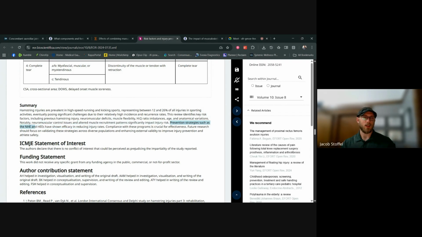Prevention strategies such as Nordic hamstring exercises. If we're actually working the hamstrings, not necessarily in isolation, but as part of an exercise group, it seems to reduce hamstring injury rates. And hip extension exercises have shown efficacy in reducing injury rates. Shocker, more robust tissue is more resilient. Basically, that's one way to put it. Compliance with the programs is crucial for effectiveness, and future research should focus on validating these strategies across more populations and having additional external validity to back up what we're saying.